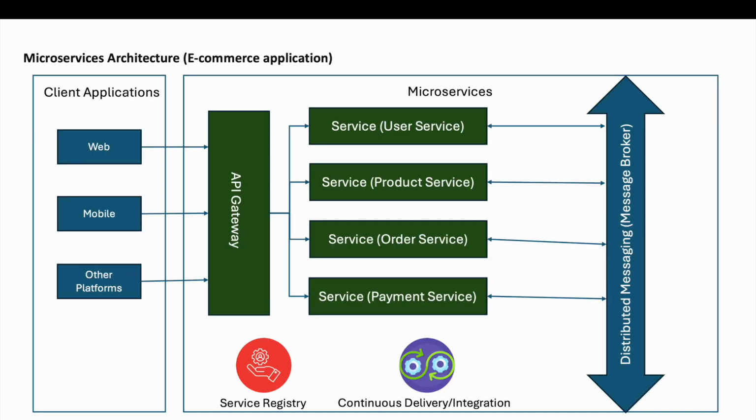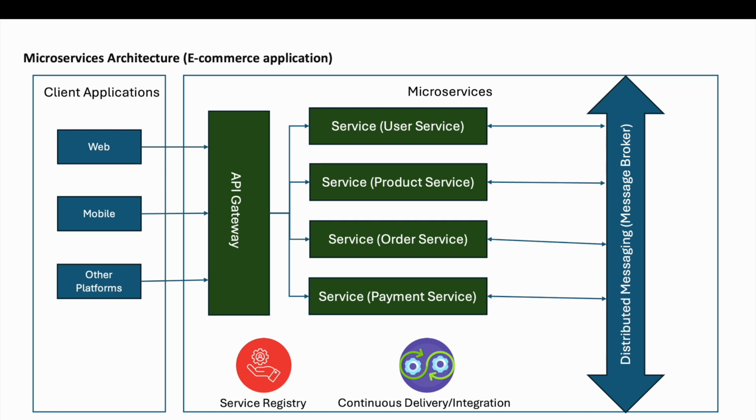Let's look at an example. Here we have an e-commerce application built using microservices, which might include the following services. If you look at the services section, the first one is the user service, which manages user registration, authentication, and profiles. We have the product service, which handles product inventory, descriptions, and pricing. Then we have the order service, which manages the shopping cart, order processing, and status tracking. We have the payment service, which handles payment processing, including credit card transactions and invoices.